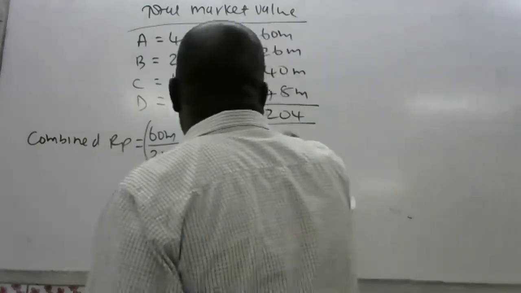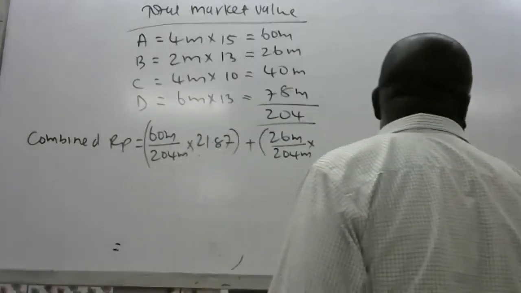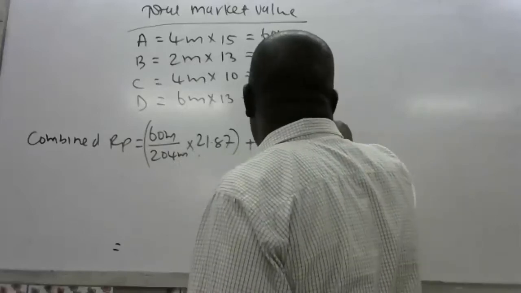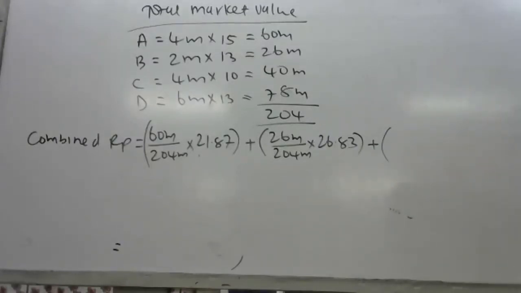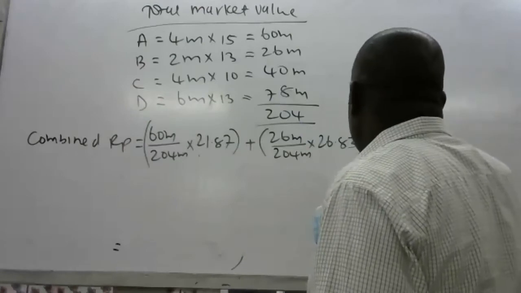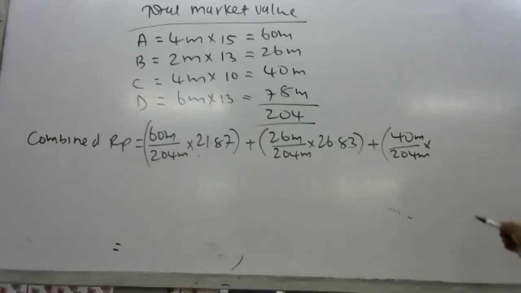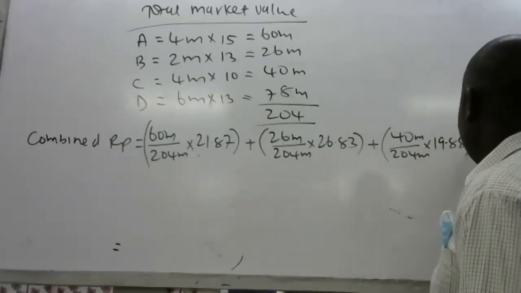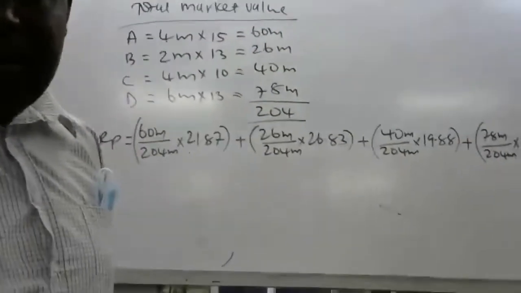We go to B, which will be 26, also divided by 204. The return for B we got was 26.83. If you recall, we calculated those figures. The next one should be 14, also divided by 204, multiplied by 19.88. The last one is meant to be 78, also divided by 204, multiplied by 24.85. Those figures, you have them.